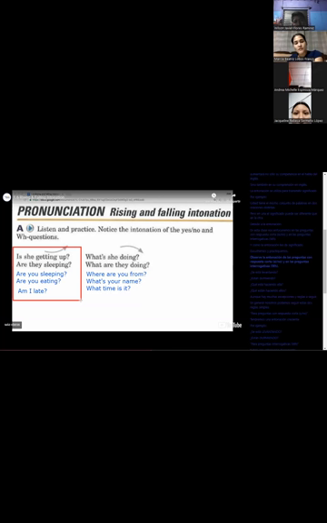Aquí podemos decir am. Am I late? Ajá, porque si no, nos cuesta pronunciarla. Am I? Okay. Very good job. Am I late? Am I late? Okay, Sandra. Am I late? Very good.